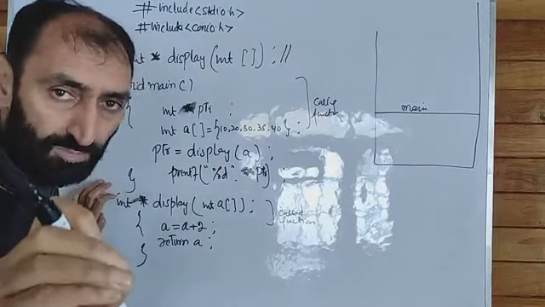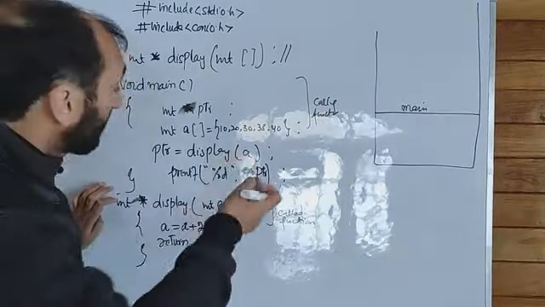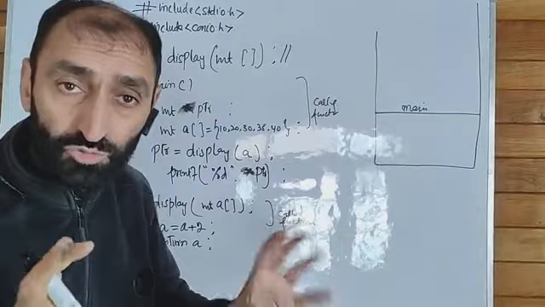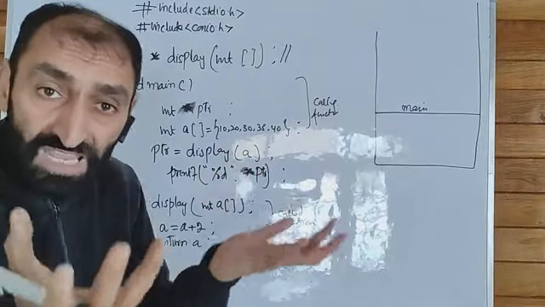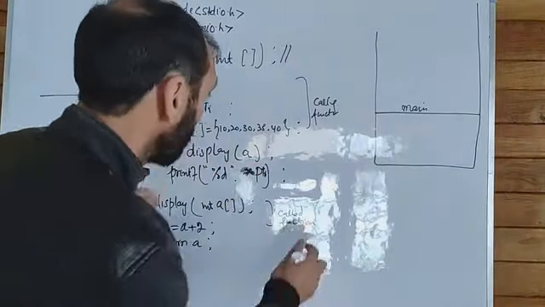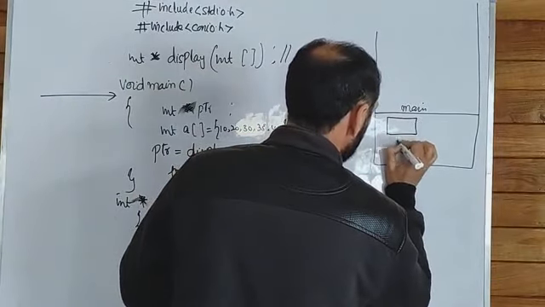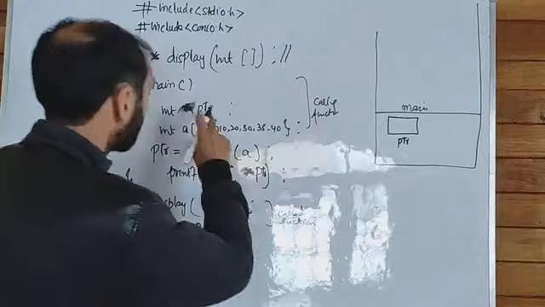Pointers are special variables which store an address. We cannot store a value in these pointers. Pointers store only the address. A pointer holds the address of another variable. So here, for example, this is the PTR, and it contains some address.